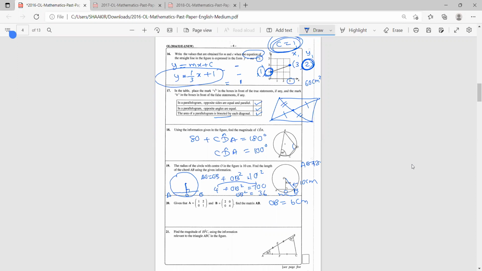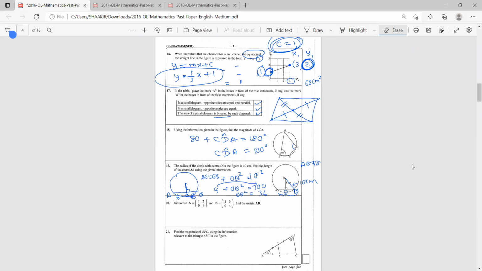So if OB is 6 centimeter, AO also will be 6 centimeter. Therefore, AB is altogether 12 centimeter. So that's how you have to get the answer. Any doubts in this question, children? Any doubts? No, right? Okay.